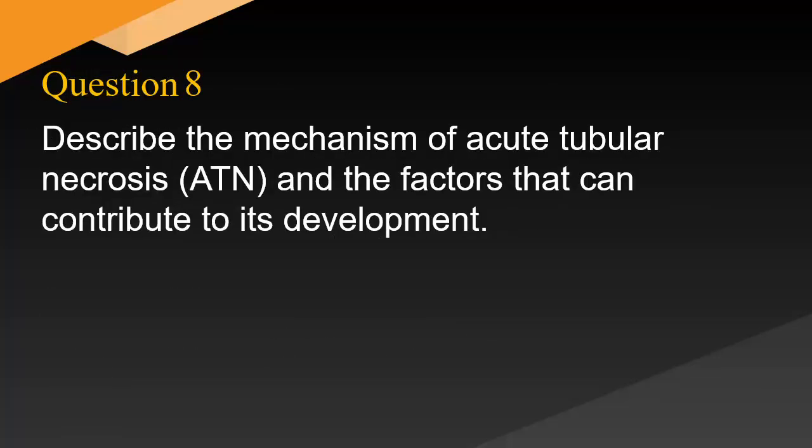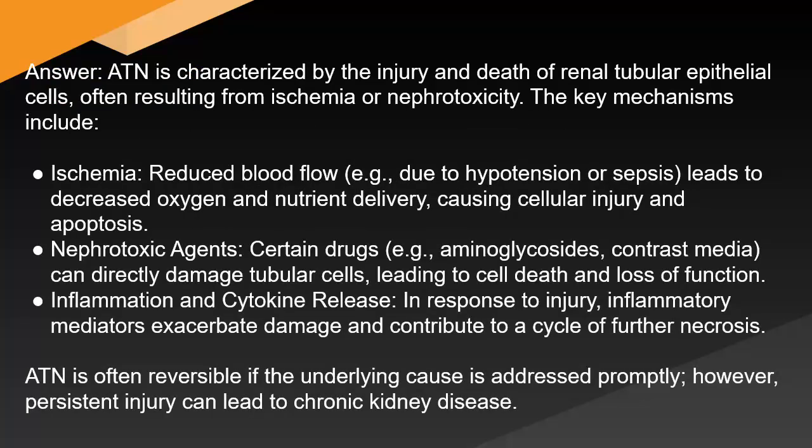Describe the mechanism of acute tubular necrosis (ATN) and the factors that can contribute to its development. Answer: ATN is characterized by the injury and death of renal tubular epithelial cells, often resulting from ischemia or nephrotoxicity. The key mechanisms include ischemia: reduced blood flow, e.g., due to hypotension or sepsis, leads to decreased oxygen and nutrient delivery, causing cellular injury and apoptosis.